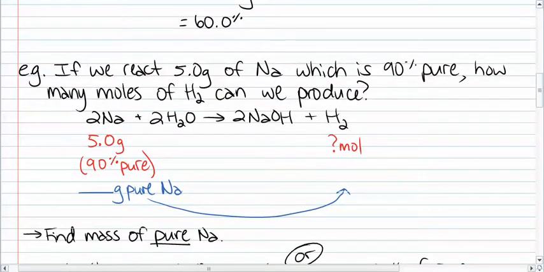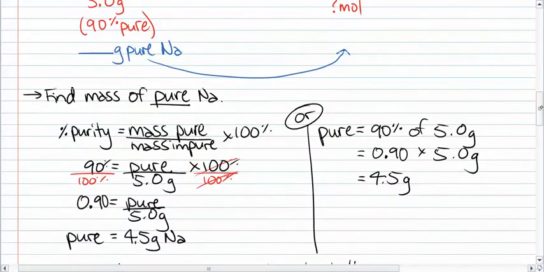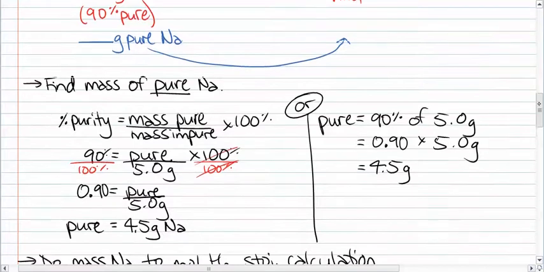We're starting with 5 grams of sodium that is 90% pure. So to find the pure sodium, you can do this calculation a couple of different ways. One, you can substitute the percent purity and the mass of impure into the percent purity formula and rearrange to solve for the amount that's pure. Or if you recognize that we have a 5 gram sample and it is 90% pure, we can just find 90% of 5 grams. So 0.90 times 5 grams means that we have 4.5 grams of pure sodium. Do whichever calculation you prefer, just show me some work, please.